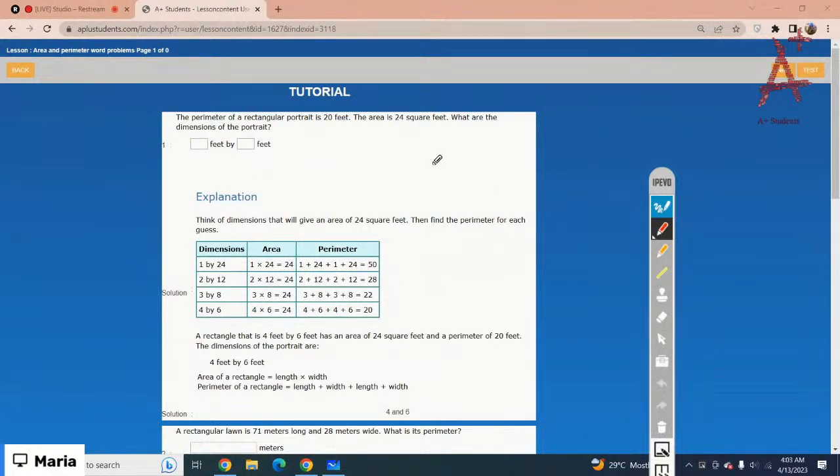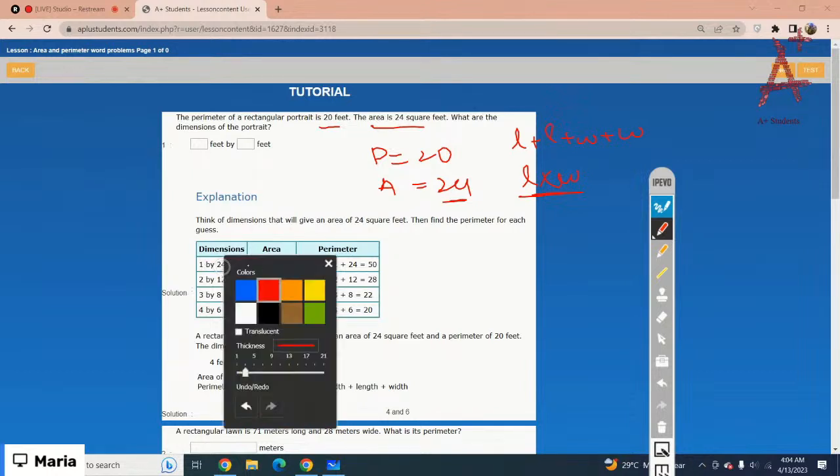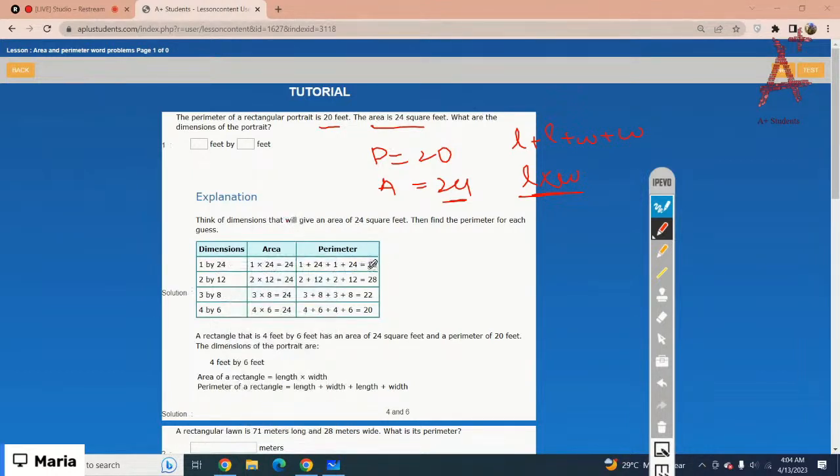The area is 24 and the perimeter is 20. You need to find two numbers because area is length times width. When they multiply, they make 24, and perimeter is adding all four sides. So just find different numbers that when multiplied make 24. 1 times 24 makes 24, but when you add, it makes 25. 2 times 12 makes 24, but the sum is 28.